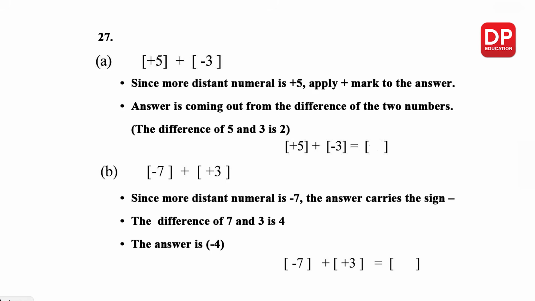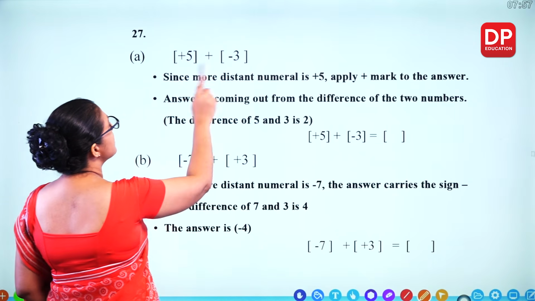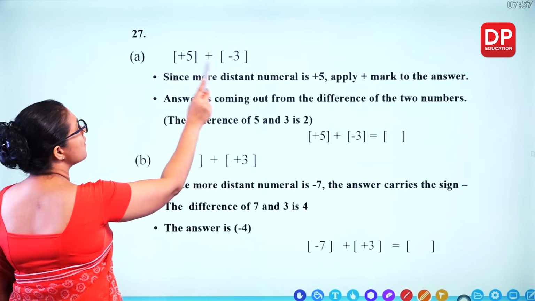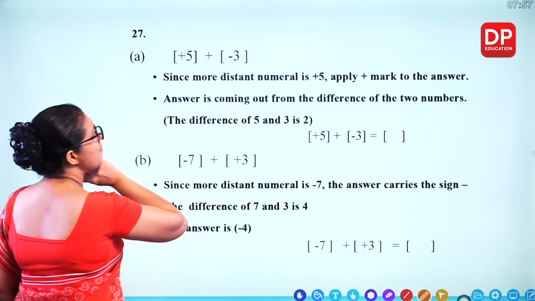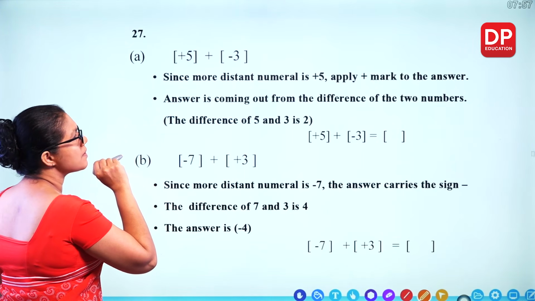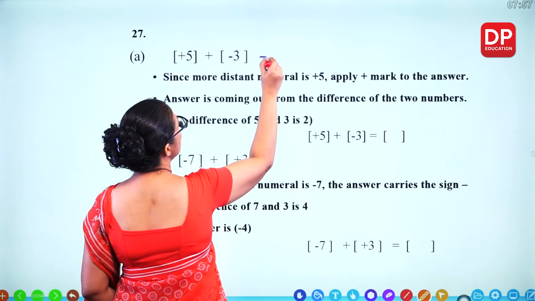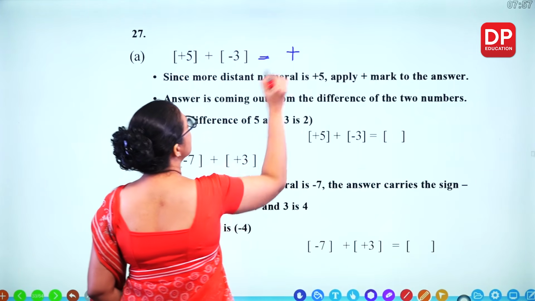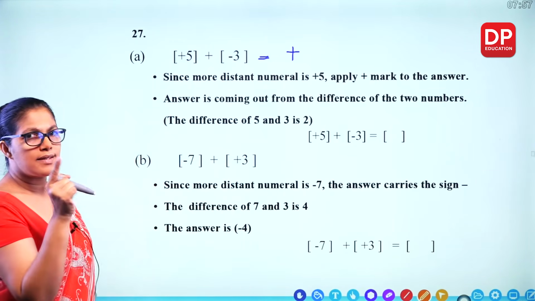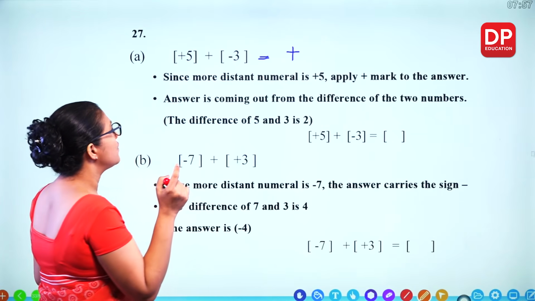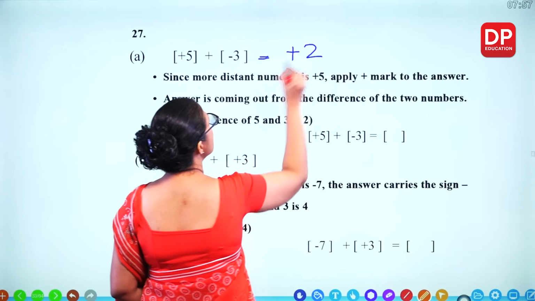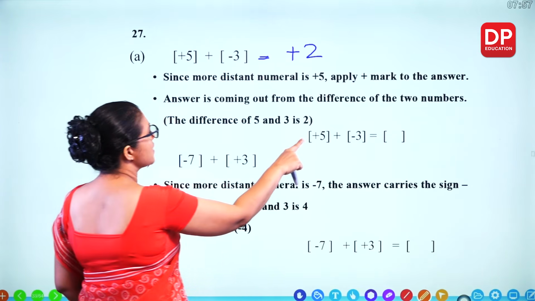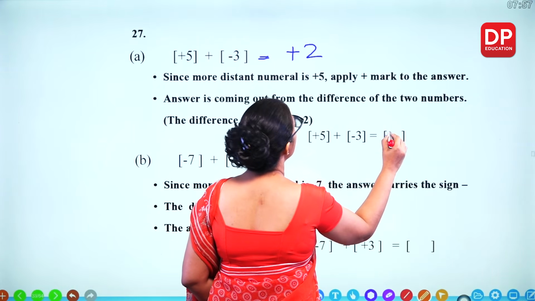So what we use, you look at the most distant number. Plus 5 is the most distant number. So apply plus mark to the answer. So check most distant value, that's plus. And the answer, you get the difference. 5 and 3 difference is 2. So what you get? Plus 5 and minus 3, that's plus 2.